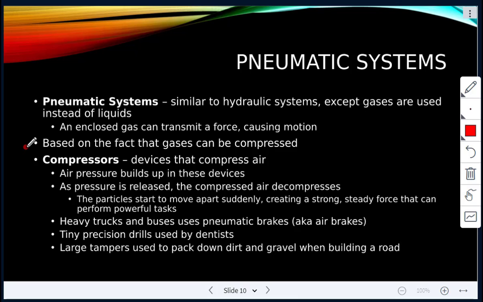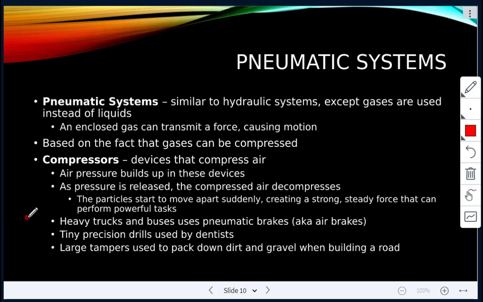For example, compressors are devices that can compress air. The air pressure builds up in the devices, and then as pressure is released, the compressed air decompresses. The particles start to move apart suddenly, creating a very strong, steady force that can perform powerful tasks.